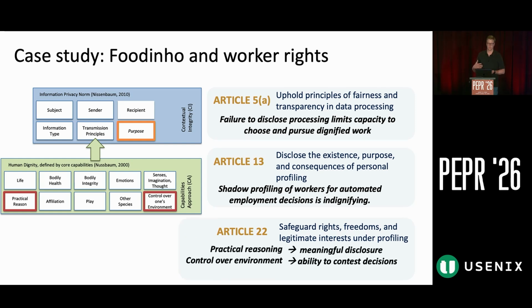And then to address this, there could be more meaningful disclosures that could be integrated, and providing workers with the ability to contest decisions. And those are the things that the Italian DPA required from Foodinho as part of the enforcement action. Okay, so it's kind of like a hindsight 2020 analysis, right? Like, okay, now if we look at the issues, how does it relate to the enforcement action?